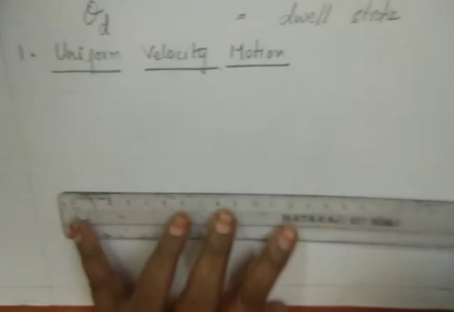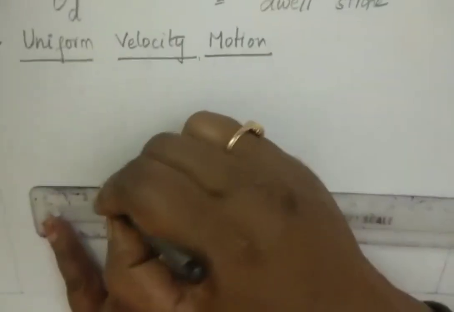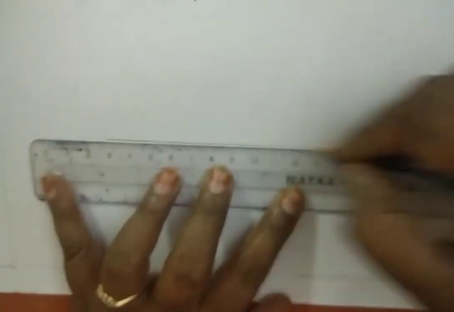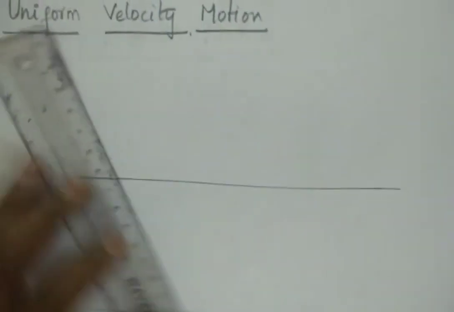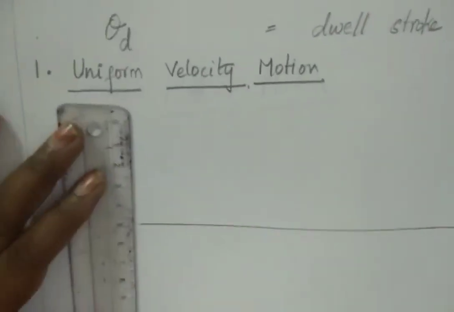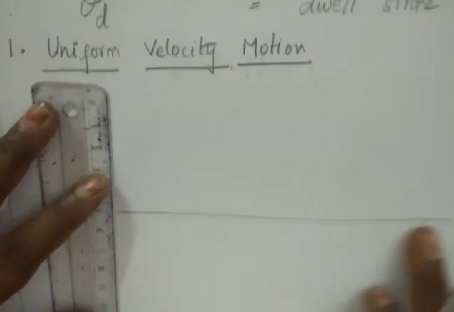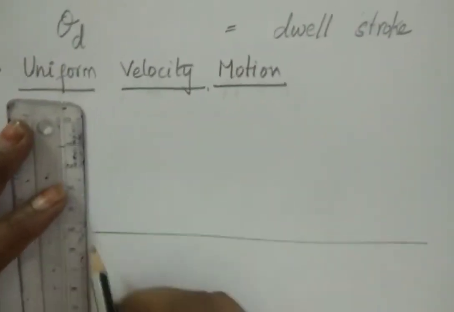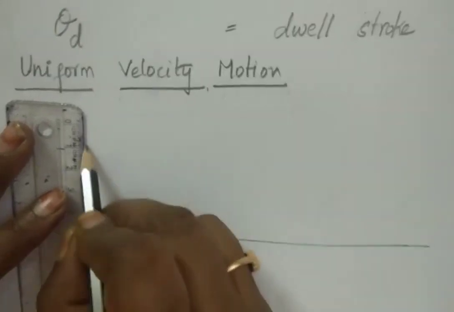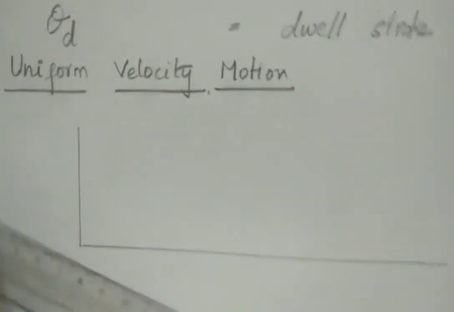Okay, so now I am starting uniform velocity motion with all the strokes theta O, theta R and theta dwell. I told you already, in the horizontal line you have to mention the motion of the cam, that means the rotation of the cam, in angle. Okay. So in the vertical, you have to take the lift of the follower.